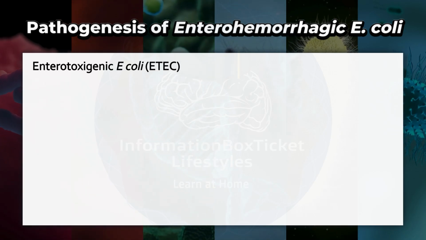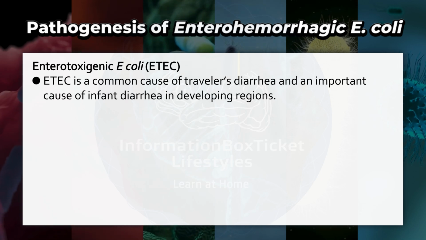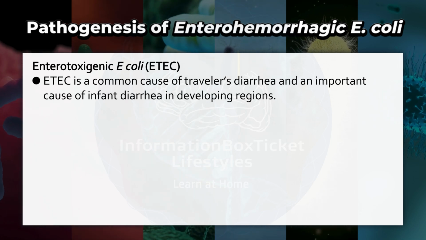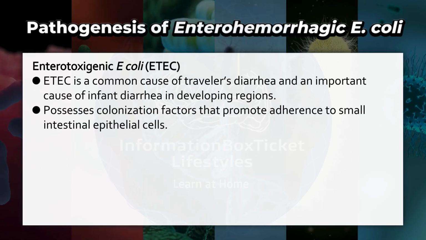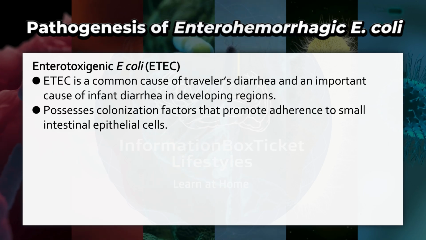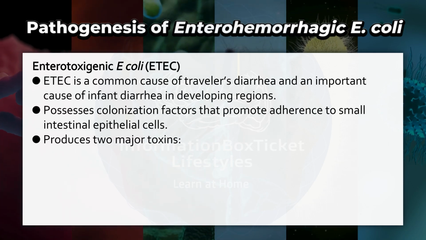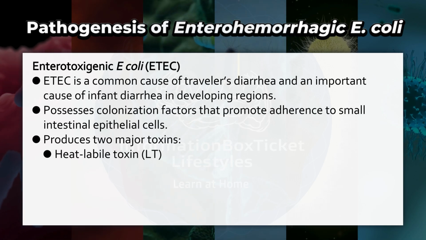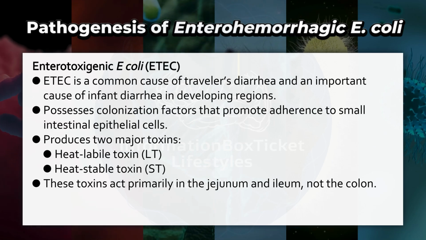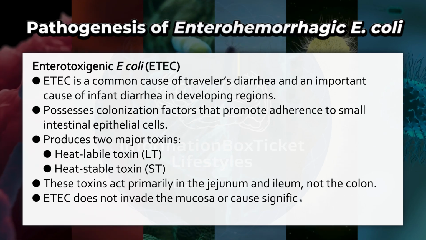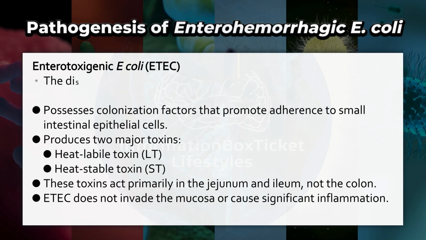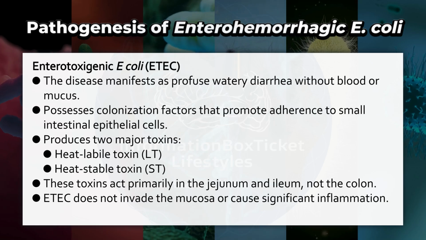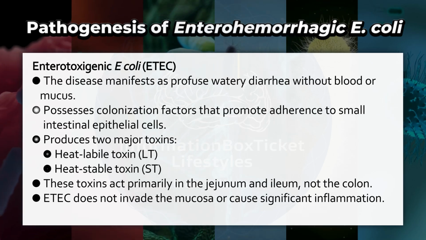Enterotoxigenic E. coli is a common cause of traveler's diarrhea and an important cause of infant diarrhea in developing regions. It possesses colonization factors that promote adherence to small intestinal epithelial cells. It produces two major toxins: heat-labile toxin, LT, and heat-stable toxin, ST. These toxins act primarily in the jejunum and ileum, not the colon. It does not invade the mucosa or cause significant inflammation. The disease manifests as profuse watery diarrhea without blood or mucus.